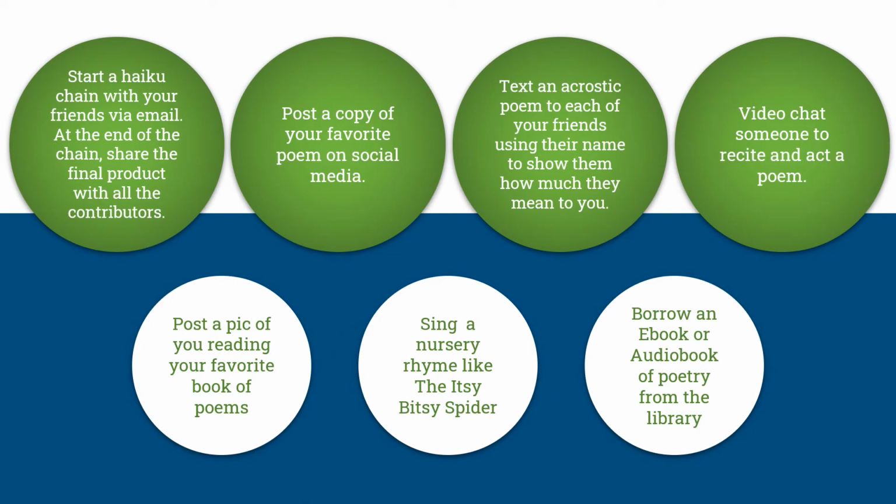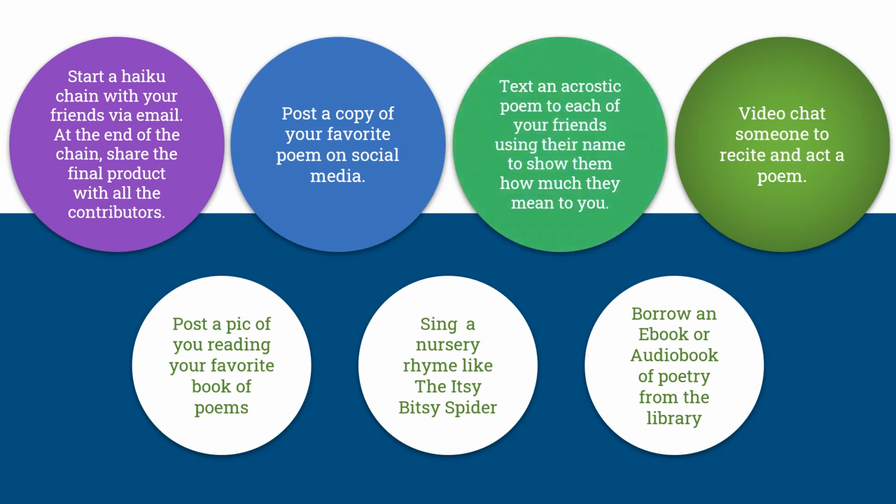Here are a couple different ways you can celebrate. You could start a haiku chain via email. Just make sure you write in the email to add your email address to the sender list so you get it back at the end when it's complete. It starts when you just write one haiku and email it to one friend. That friend will read your poem and add one underneath. And then they send it to a friend. And that'll go on and on through your chain of friends. And it's complete when the last person adds their poem and sends it back to you. You can either then post it or email the finished product out to all the contributors and they can see the final result. You could also post a copy of your favorite poem on social media.